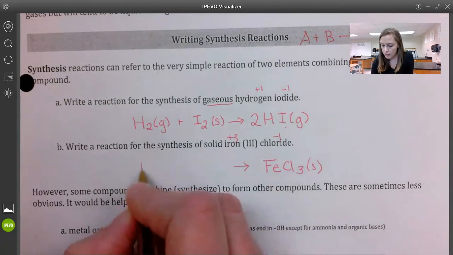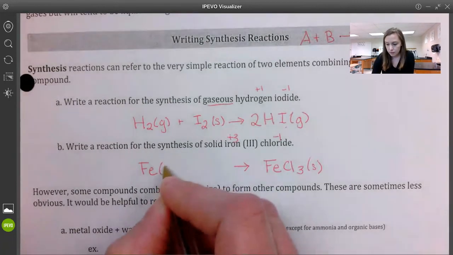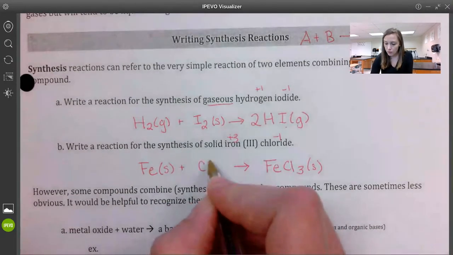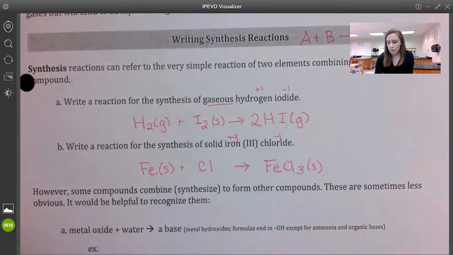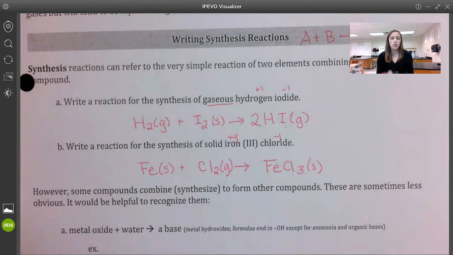So iron exists as monoatomic, so that's just iron. It's one of our solids. Most metals are solids except for mercury. And then chlorine we have to be careful with, that's a non-metal. It's one of our diatomics, so we would have to include the subscript of 2, and then it's also one of the gases at STP. So I just get my 2 parts.